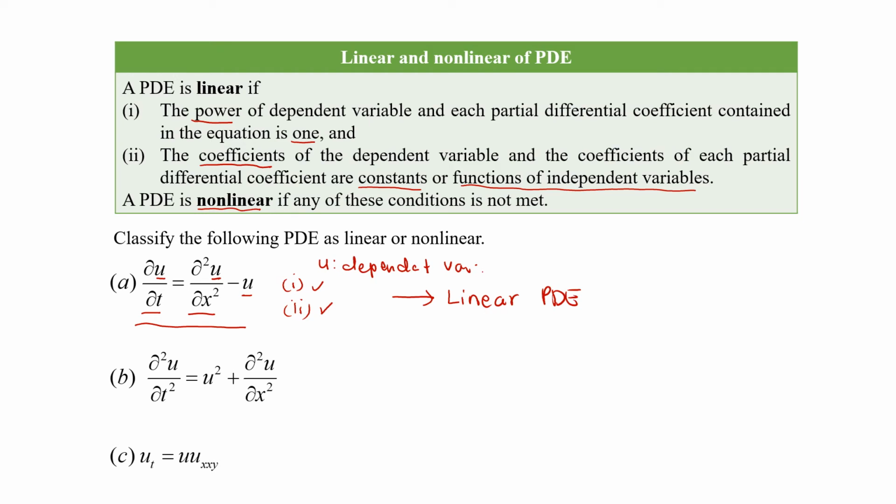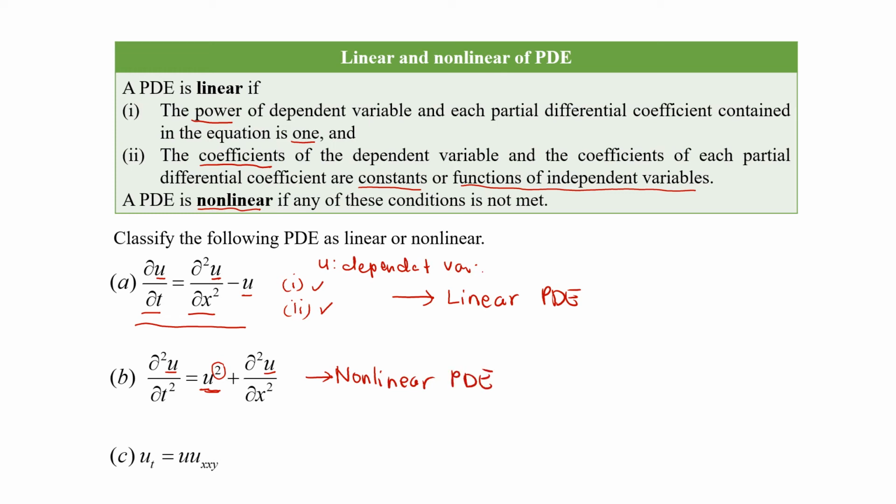Okay, the second one is del square u over del t square equals u square plus del square u over del x square. First we check the first condition, where the power of the dependent variable must be equal to 1. If we notice here, the power of the dependent variable is equal to 2. So the first condition is not met. So it is a non-linear PDE.